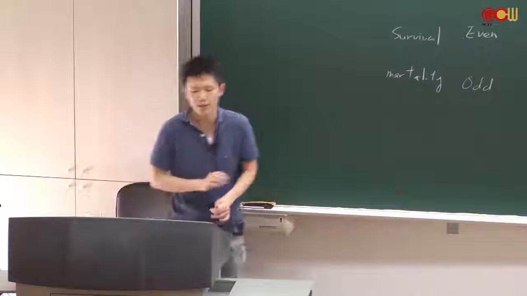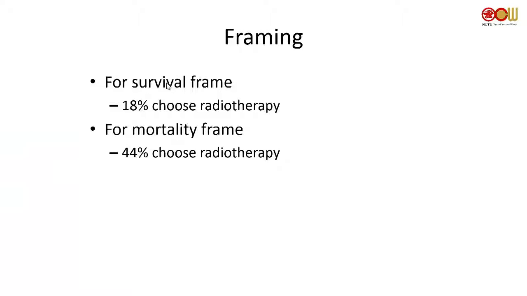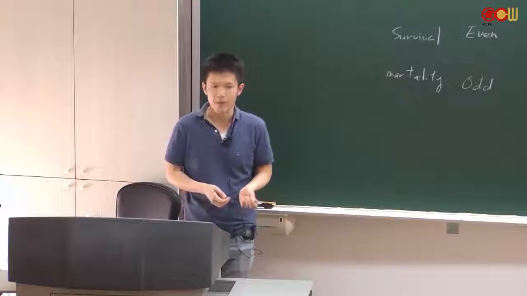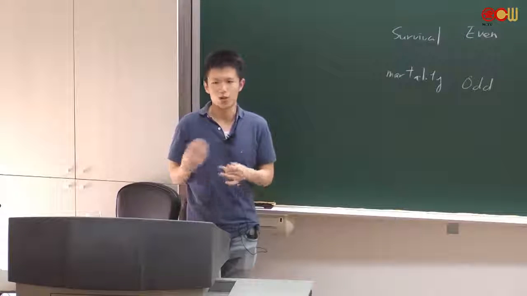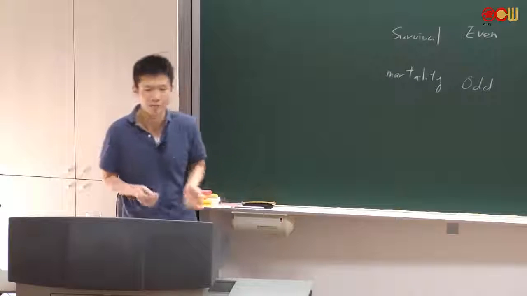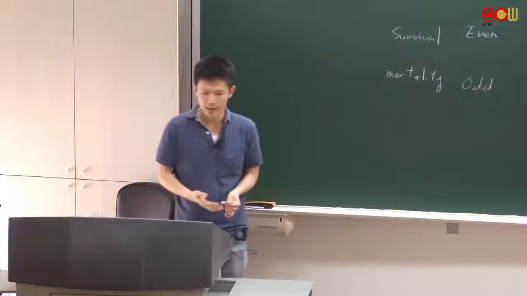This is the published result. For the survival frame, most people will choose surgery, which is very similar to our results. But for the mortality frame, it's more of a half-half result. People will choose evenly between surgery and radiotherapy. So this is the framing effect. Basically, it means that how an option is described or framed will affect your decision. Okay, so that was decision making.